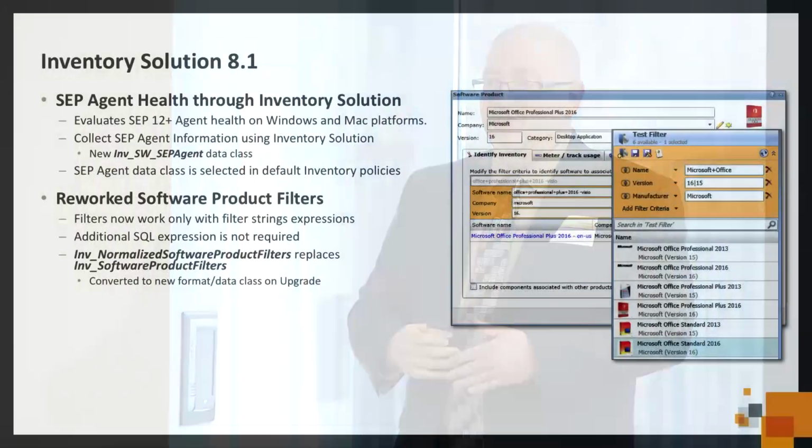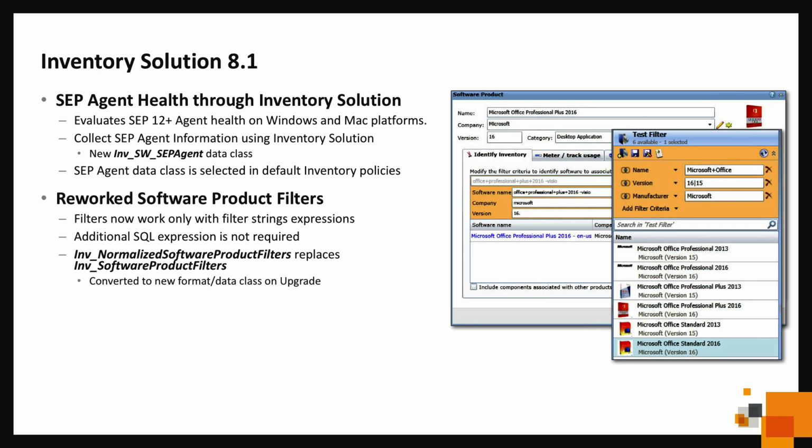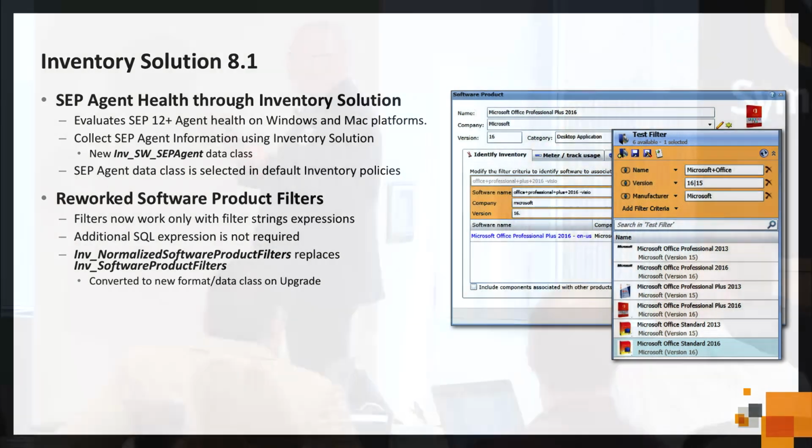Okay, we also have a new set of data classes. Inventory normalized software product filters replaced what we always knew as inventory software product filters. So there's a new one called normalized. That means it's a common data set for both the filters themselves and the product itself, and they both go to that to look up how to search things. So these are all converted to a new common format. If you've defined your software products by yourself manually, all of those will be automatically converted and brought over to this normalized software product filters data class. So you don't have to worry about keeping the old stuff in a different place.